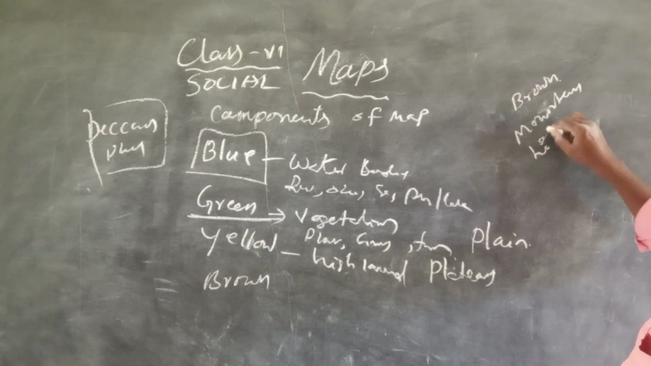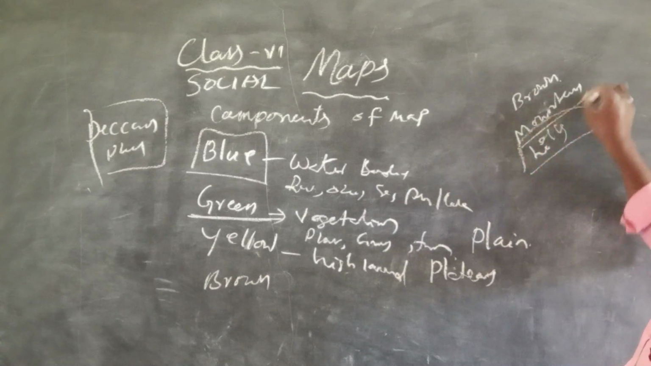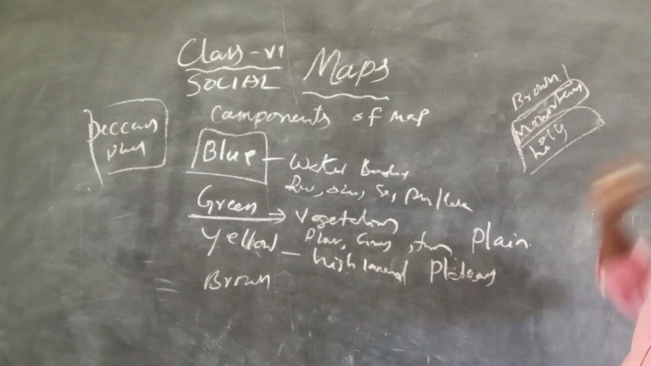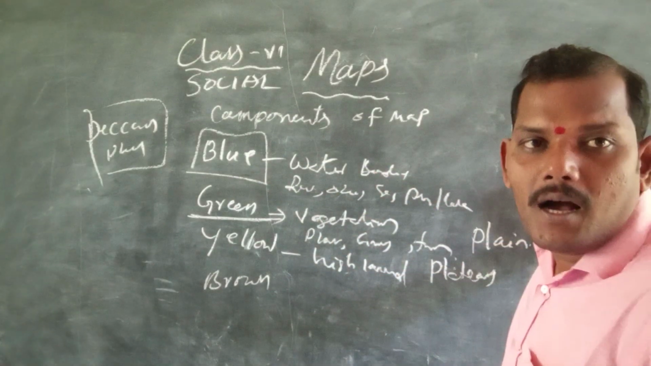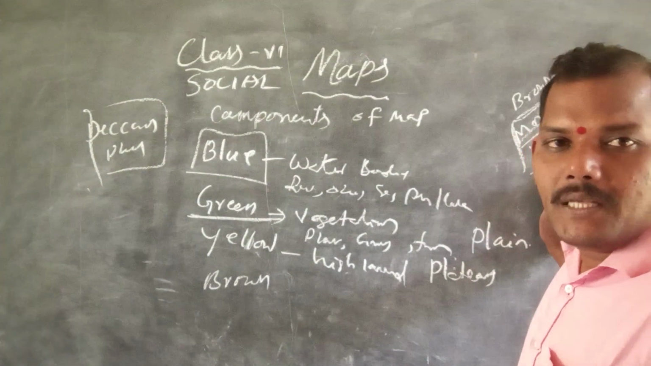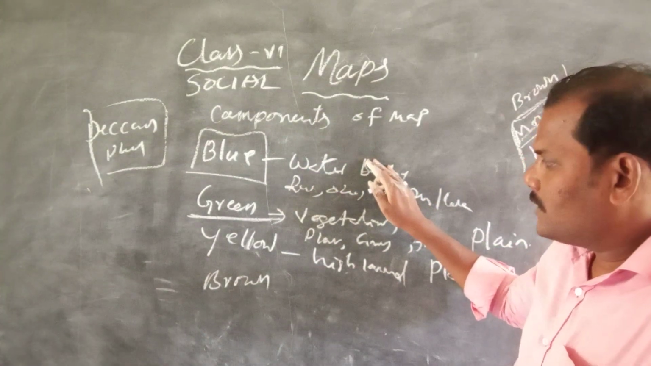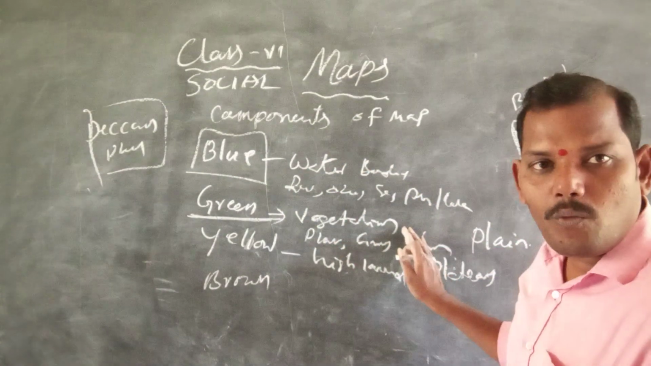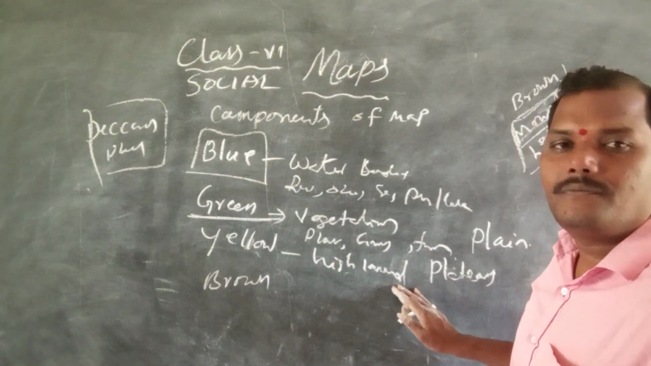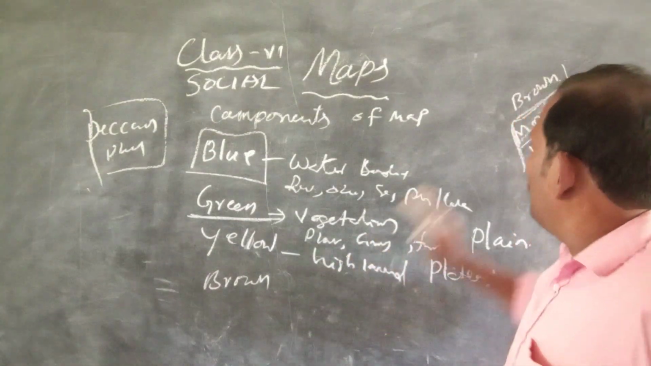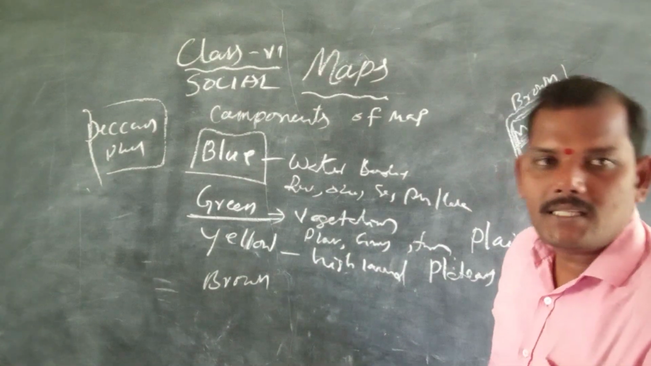Mountains and hills are represented by the brown color. These are the basic colors used in the map. What are the basic colors used in the map? Blue is the representation of water bodies. Green is the representation of vegetation. And yellow is the representation of plateau regions, and the brown color is the representation of mountains and hills.